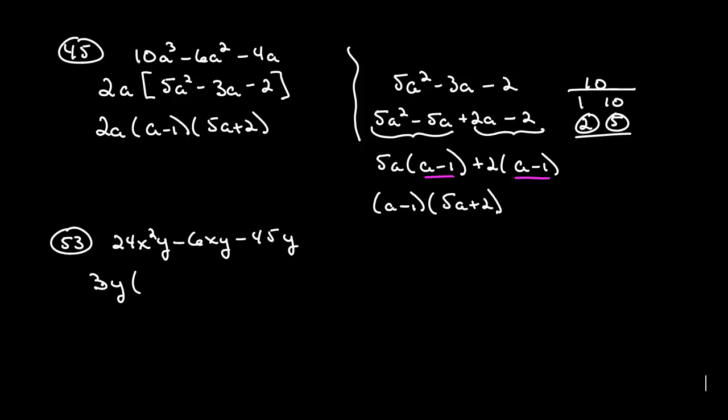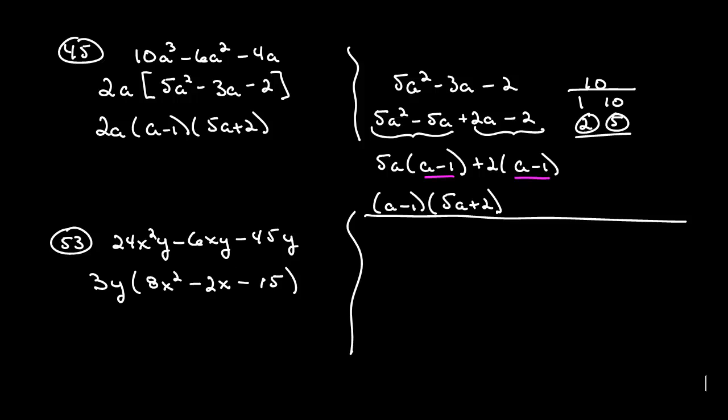Well, 24 divided by 3 is 8. And I pulled the y out already, so I'm left with x squared. 6 divided by 3 is 2, and I pulled out a y already, so I just have the x. And then 45 divided by 3 is 15, and I'm done with the y that I already got factored out. So let's take a look at this thing right here, because we've got to factor that. So we've got 8x squared minus 2x minus 15.